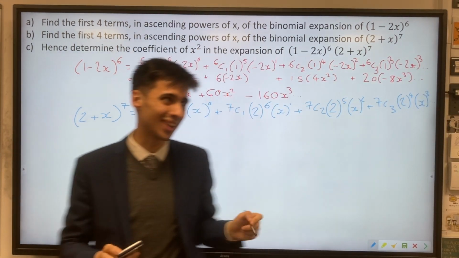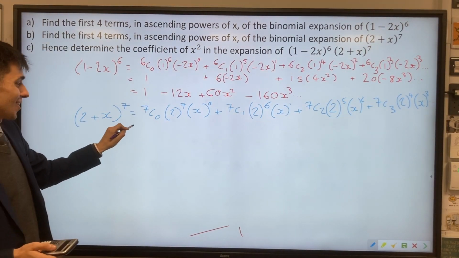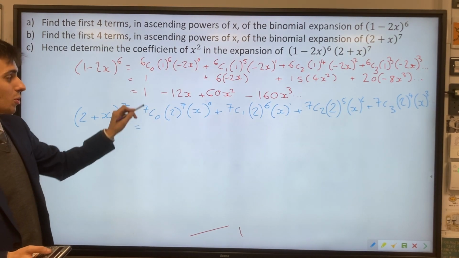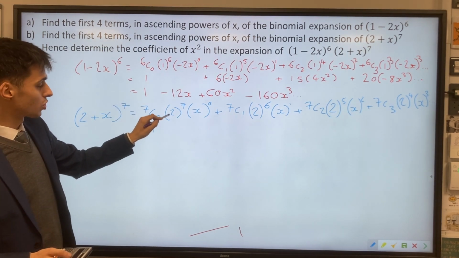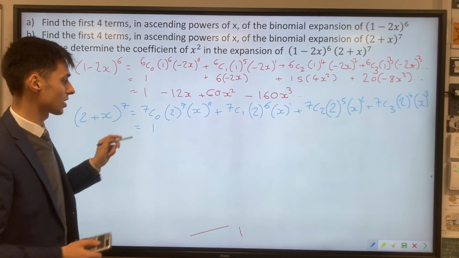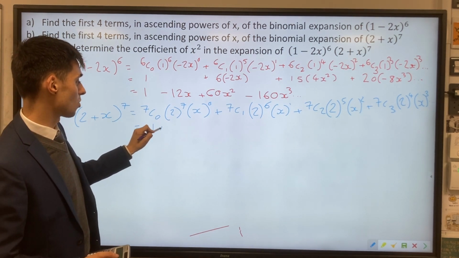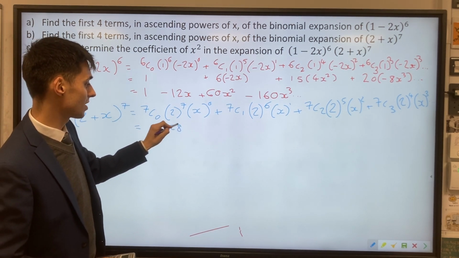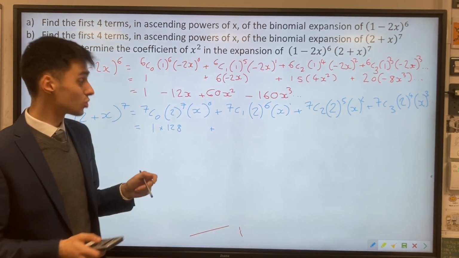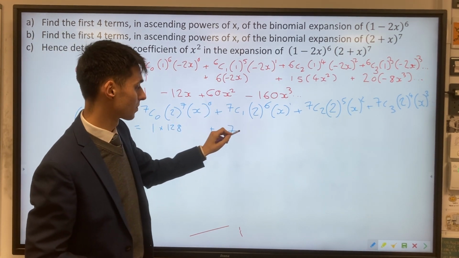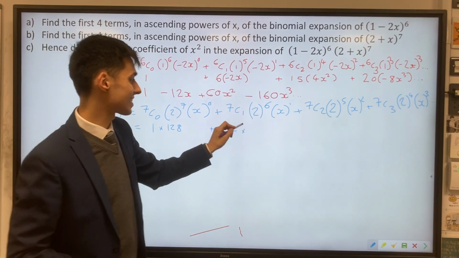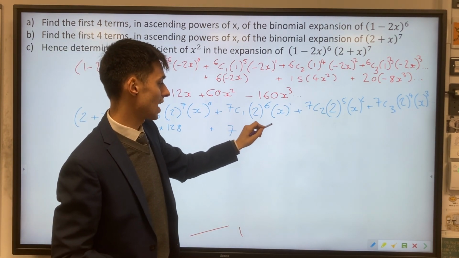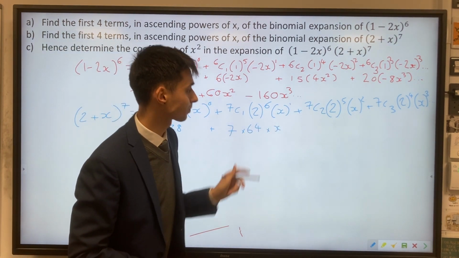Just about squeeze it in on one line. On to our next line. So 7 choose 0 will just be 1. 2 to the power of 7 is 128. So we'll just do 1 times 128. 7 choose 1 is just 7. 2 to the power of 6 is 64. And then we've just got an x.